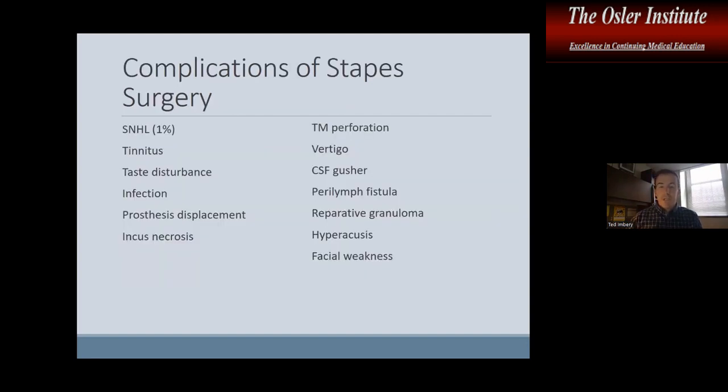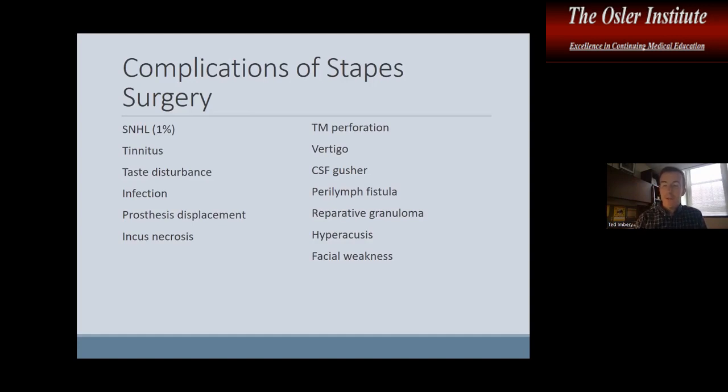So stapes surgery, it's a lot of fun, but there's also many pitfalls and things that can go wrong along the way. So when counseling patients, you want to let them know that there is a risk of sensorineural hearing loss or potentially complete deafness. And I typically quote patients that the risk of that is about 1% or less. Tinnitus as well. We also discuss taste disturbance.